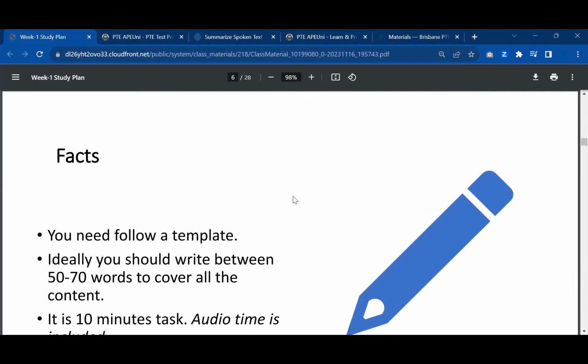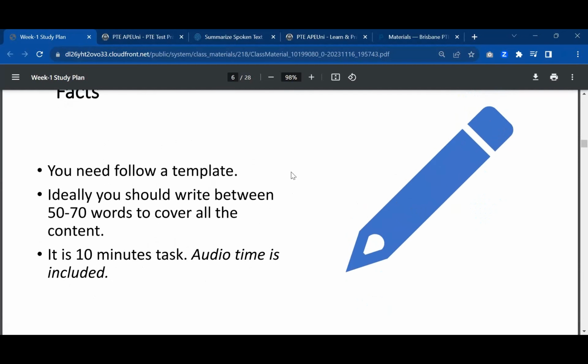Okay, moving on. This is what you have for the other facts. Obviously, we are going to follow a template. Why? Because we will give you a template in a manner that automatically fills up the form criteria, the spelling, the grammar, and the word limit. All of these things will be fulfilled when you write down a summary template.